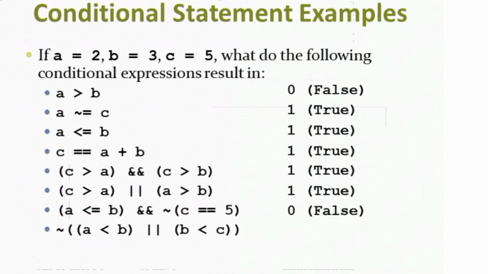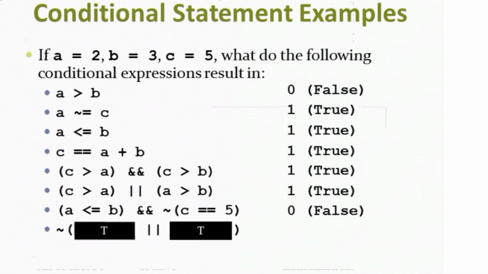And then one last one. We now have a is less than b, or b is less than c, and we're notting the whole thing. So let's look at what this one comes out to be. So a less than b, 2 is less than 3, so we have a true. 3 is less than 5, so our result here is also a true. We now have true or true, so in total we have a true, but again now we're notting it, so the not of true is a false.